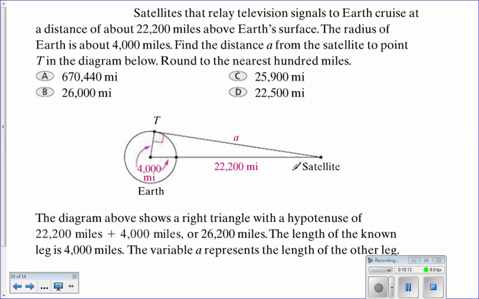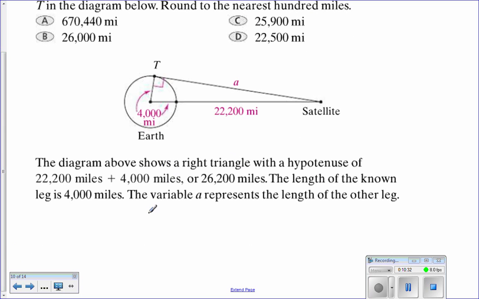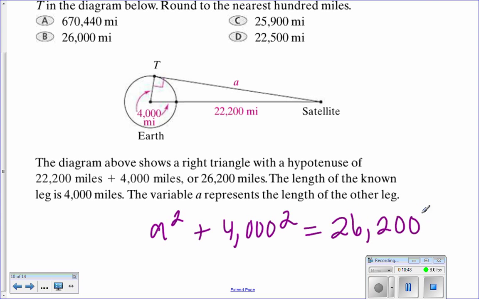I want you to take a look at this and think about what we know. We know that one leg is 4,000. We know now that the hypotenuse is 6,200. So what I'm going to do is take a squared plus, we know one leg is 4,000, and we're going to square that, and it tells us that the hypotenuse is 6,200 miles squared. Now you can go ahead and use your calculator, because these are large numbers, and find out what these will equal.